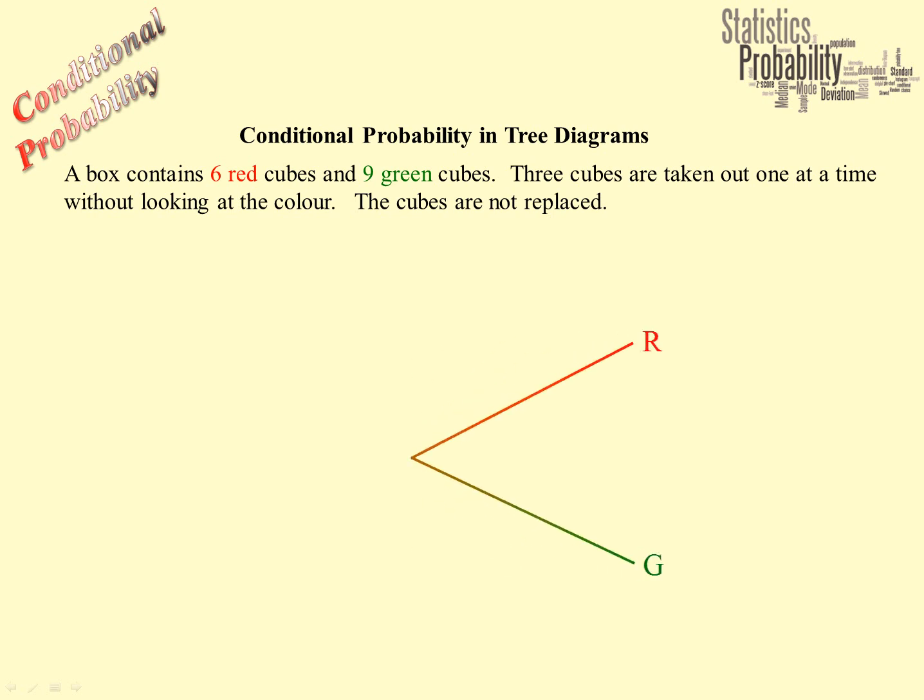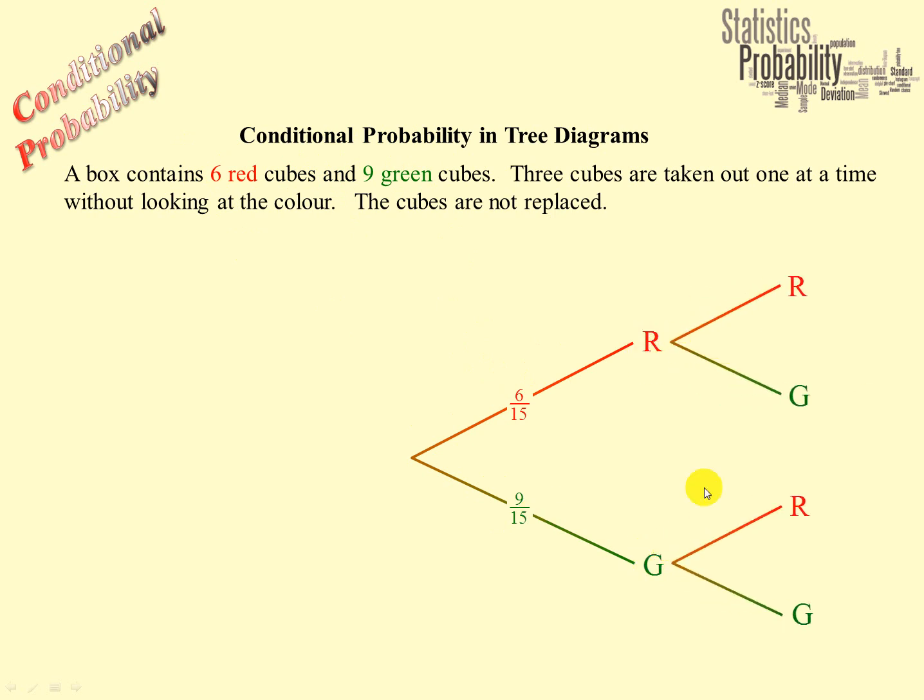So there is the first column, the first tree, the first branches. This is the first choice of the first cube. So we could choose red or green. And the probabilities are 6 out of the 15 for the red and 9 out of the 15 for the green.